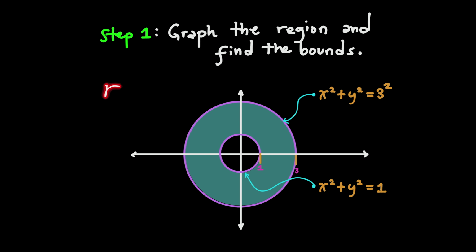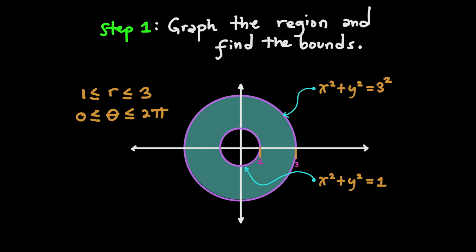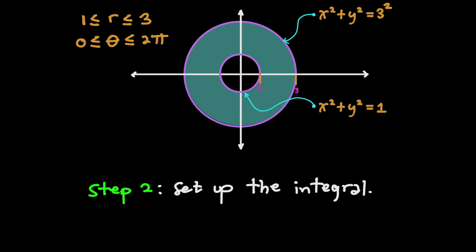Since we are looking for the bounds of r and theta, and any point in this region can be described by theta between 0 to 2 pi and radius between 1 to 3, then this means we have the following boundaries. This one for the radius and this one for our theta. For our next step, let us set up the integral using these bounds.